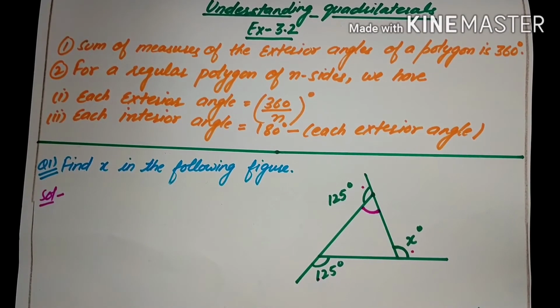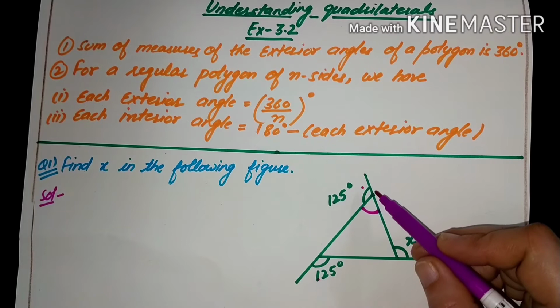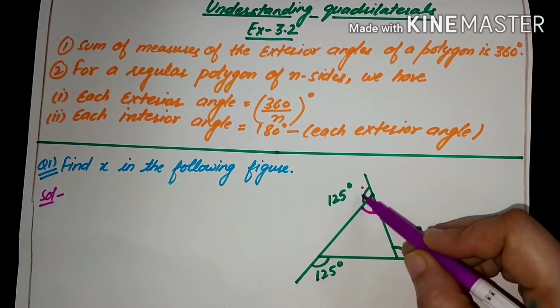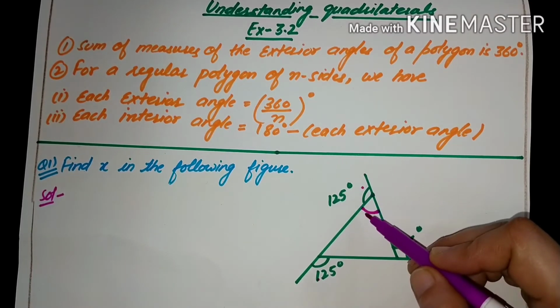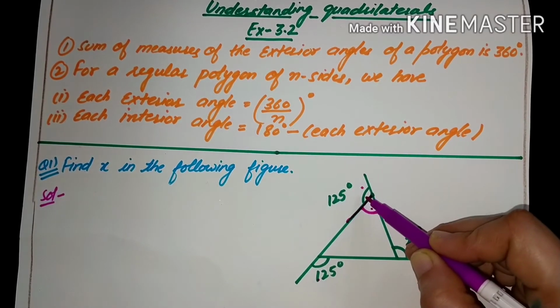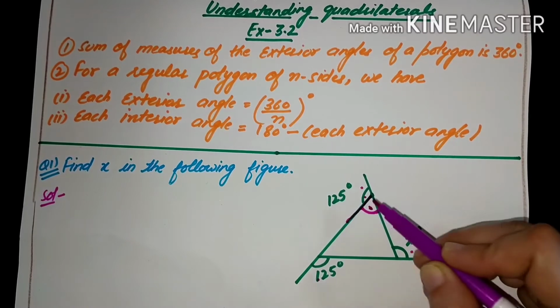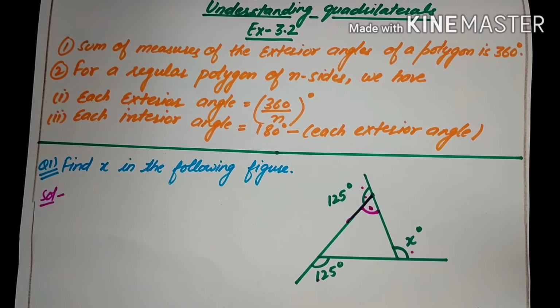Now see, in question number 1, if we extend any one side of a triangle, then the angle so formed outside it is called its exterior angle. And you can see that the exterior angle and interior angle both form a linear pair. That means the sum of these two angles must be equal to 180 degrees. So always remember that whenever you are forming an exterior angle of a polygon, it must form a straight line with its interior angle.